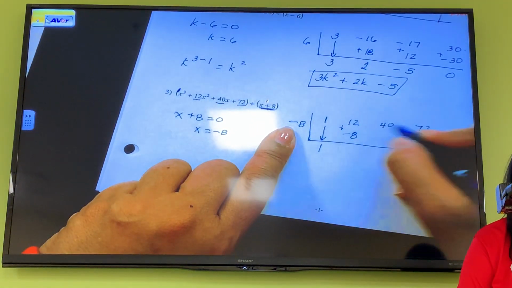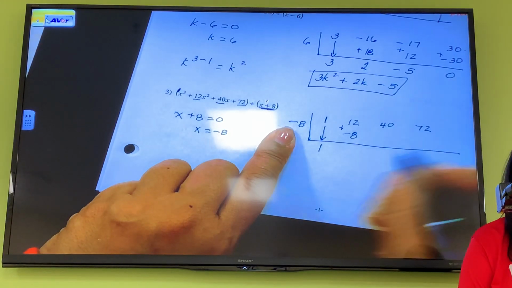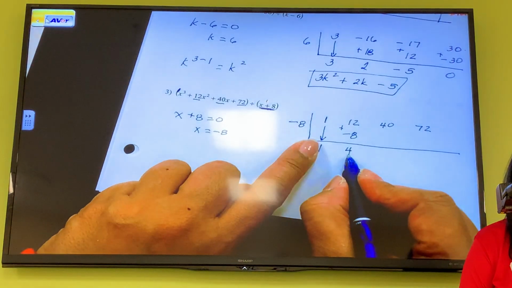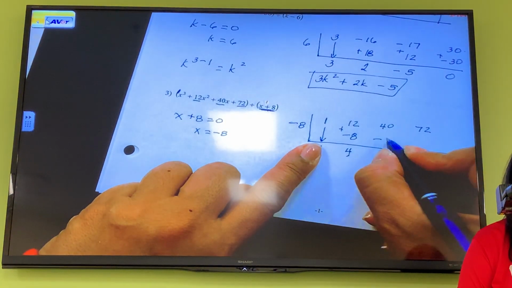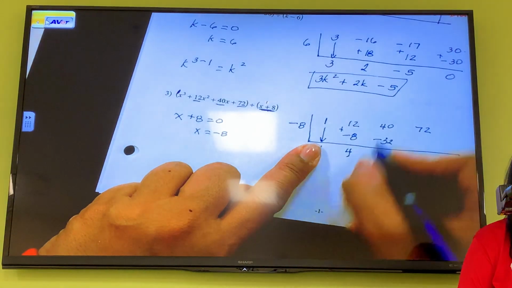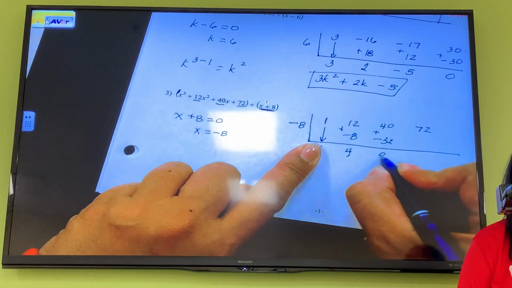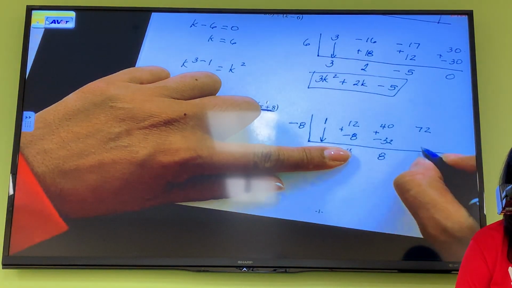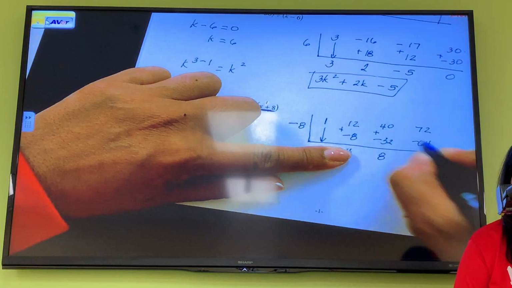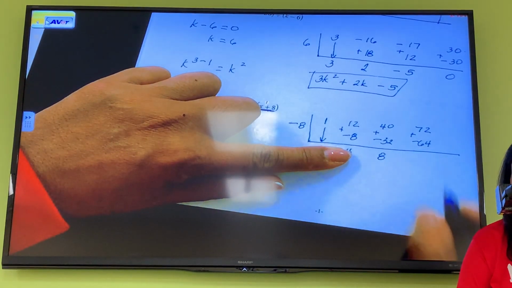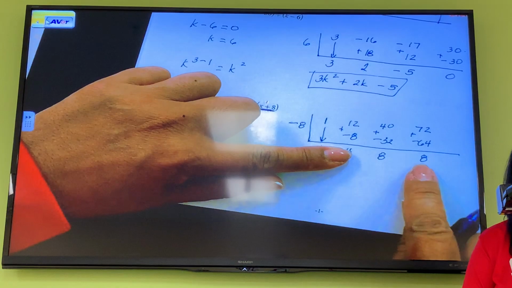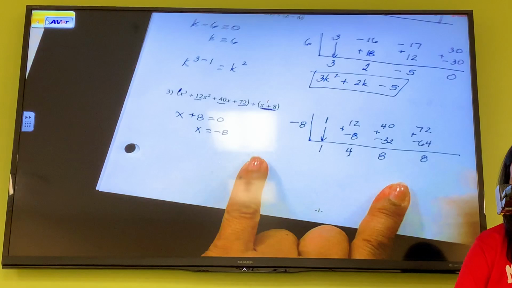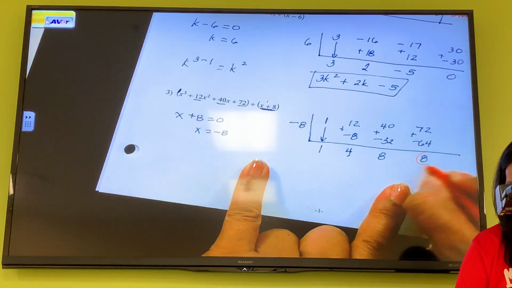These two numbers, every time we put two numbers here, we add them up. So 12 plus negative 8 is positive 4. 4 times negative 8 is negative 32. So put it under 40. Add them up again. So that will give you 8. Multiply it again. 8 times negative 8 is negative 64. And add 72 and negative 64, you will get 8. We didn't get a 0 on the last one, so that means we will have a remainder. So this is your remainder.